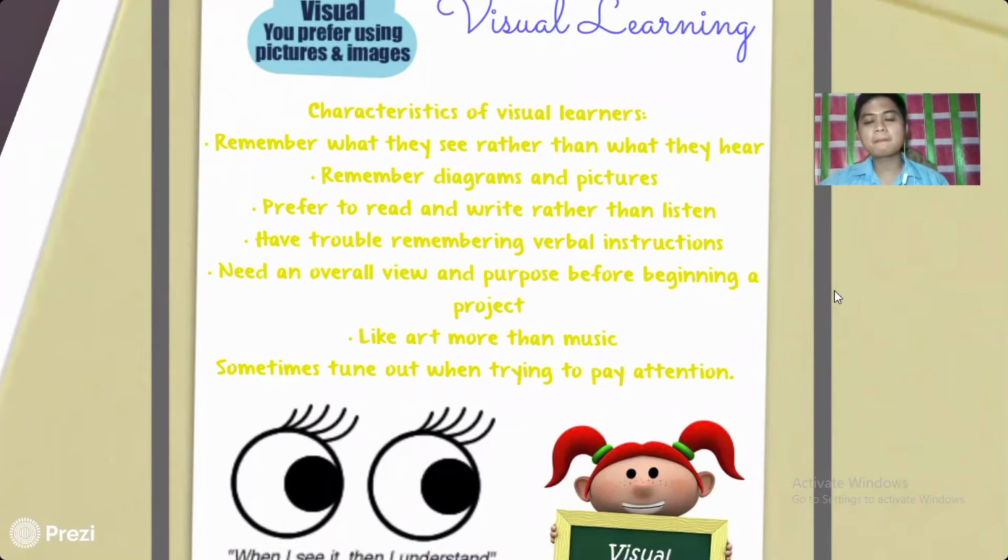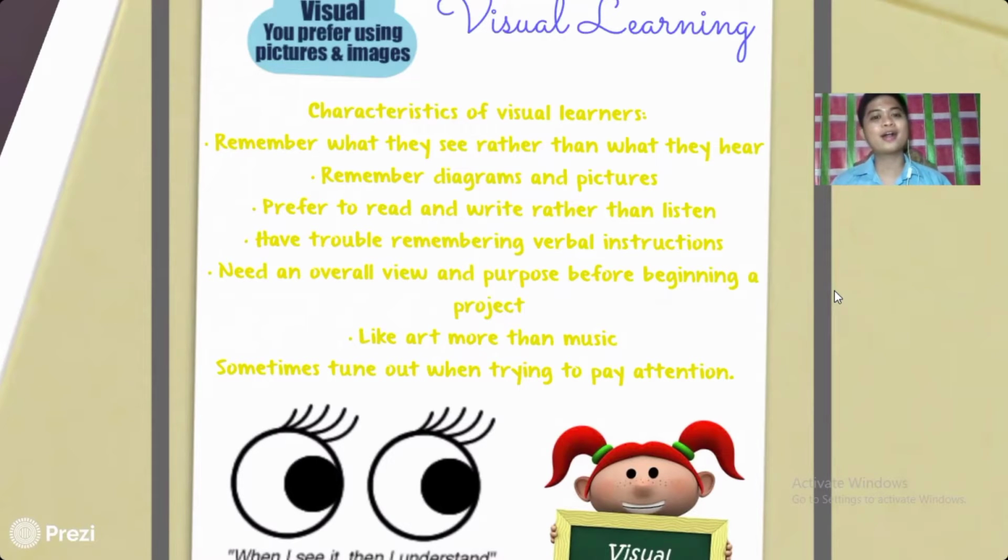They typically remember what they see rather than what they hear. And they also remember diagrams and pictures. They prefer to read and write rather than listen. That is why there are people, your classmates, taking pictures while your teachers are discussing. It's because that's how they learn. That's how they remember things. When they see it, they will remember and they will learn from it.